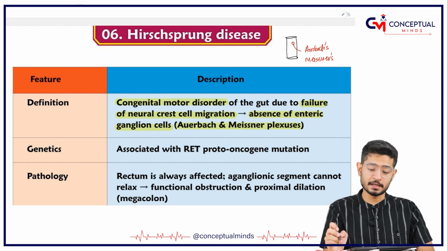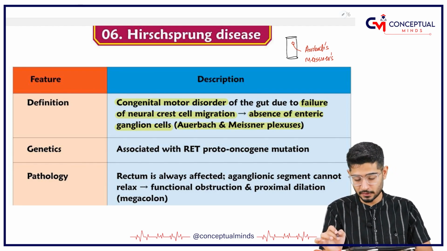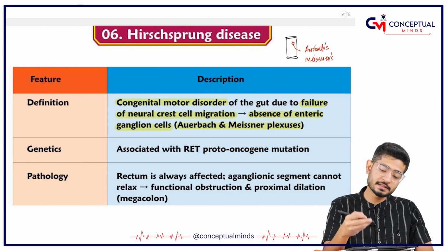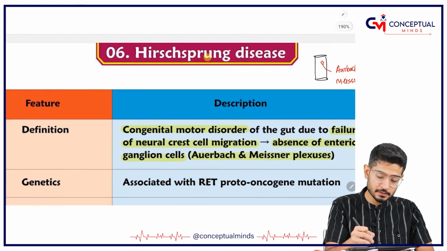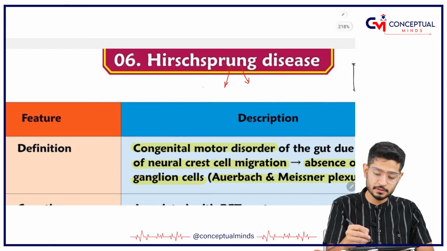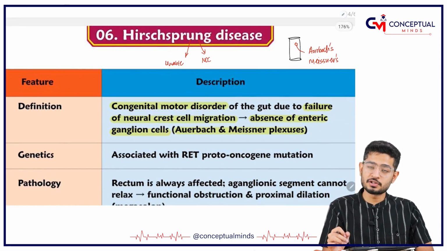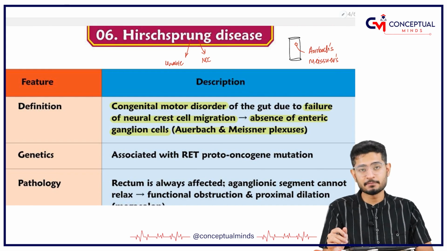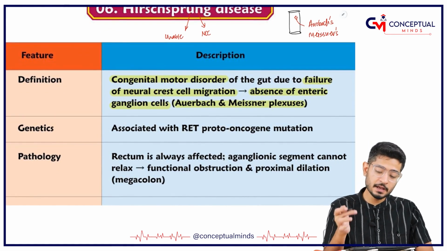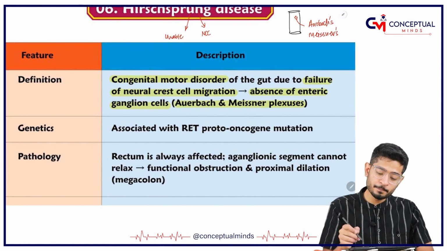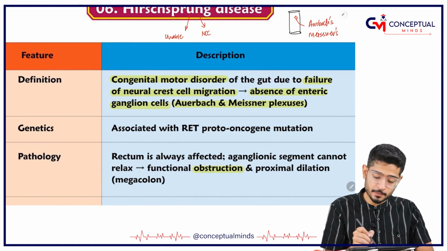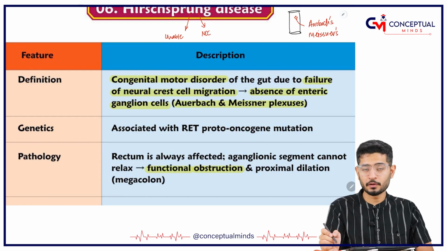So I'm telling you once again, it's a congenital disorder where the neural crest cells are unable to migrate. So can you see U and N coming together? U for unable to migrate. Who is unable to migrate? The neural crest cells are unable to migrate. So it's a congenital motor disorder of the gut due to the failure of neural crest cell migration, absence of ganglion cells. And because there's an absence of ganglion cells, what happens is that there is obstruction. Which type of obstruction? Functional obstruction, okay.